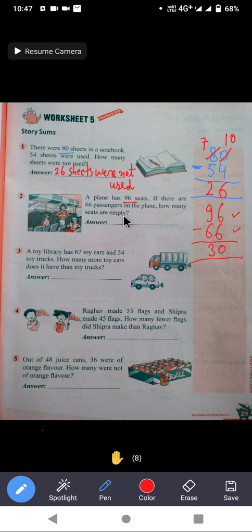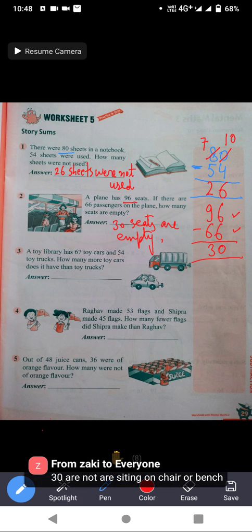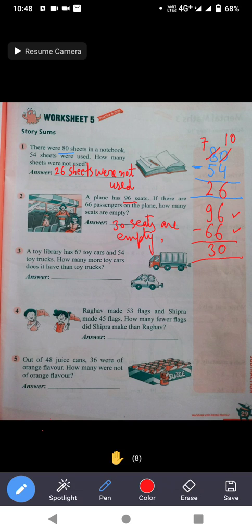How many seats are empty? So we will write 30 seats are empty. Out of 96 seats, passengers are sitting only on 66 seats. So how many seats are empty? 96 minus 66 equals 30. It means 30 seats are empty. I hope you all have understood this. So now do question 3, 4, 5 by yourself.